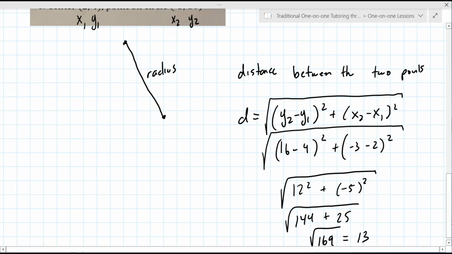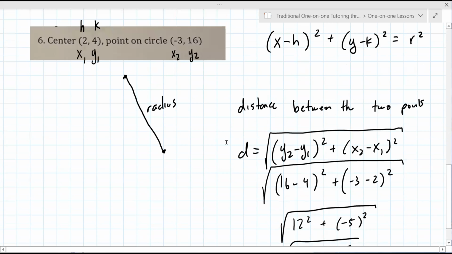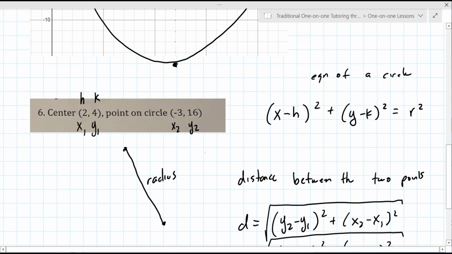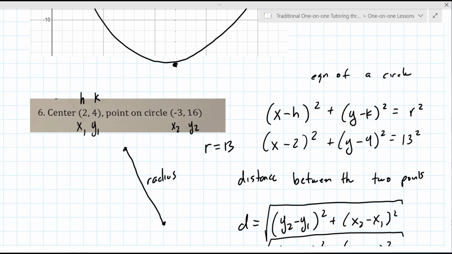So it's a lot of work to find the radius, but it's doable. So once you get your radius, in the problem we did earlier, the radius was given. Here you had to calculate the radius. You now know that the radius is 13, and you can substitute that into the equation for r. You're doing all of that so that you know what the value of r is.